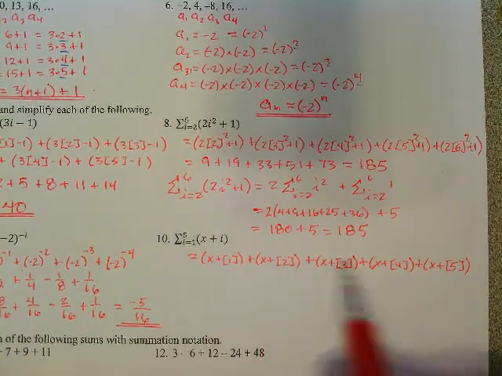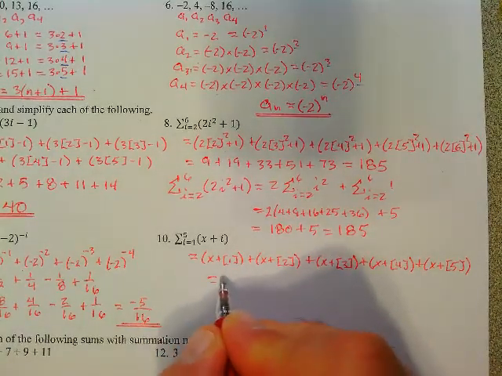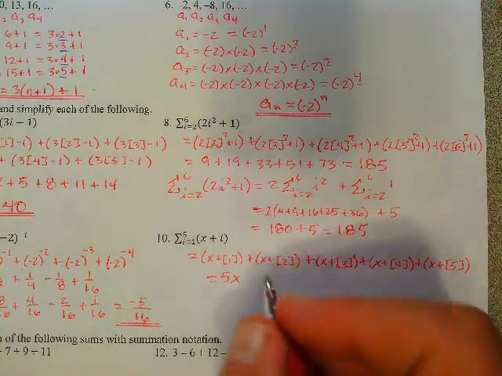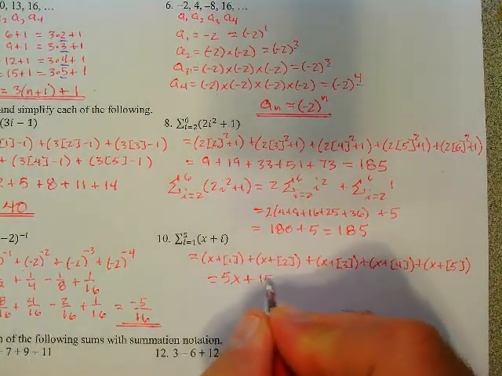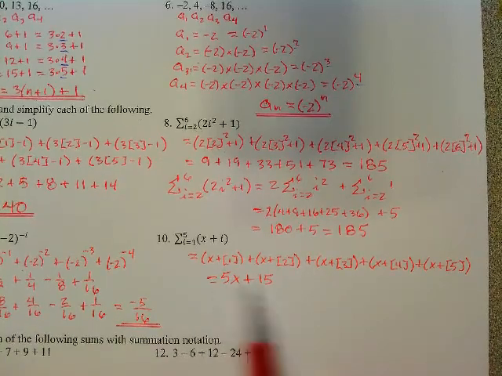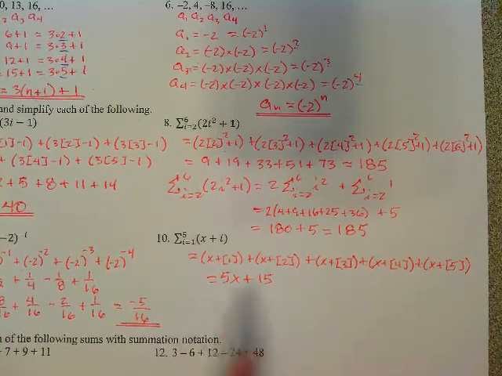So 1, 2, 3, 4, 5 will give me 5x. 1 plus 2 plus 3 plus 4 plus 5 is 15. So no, I do not have to end up with an actual value at the end. I can have a function instead.